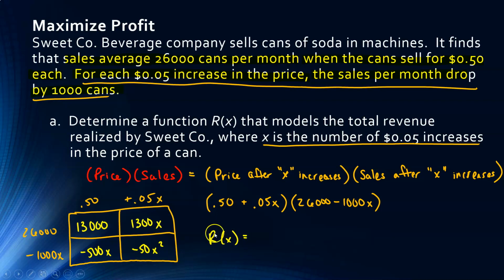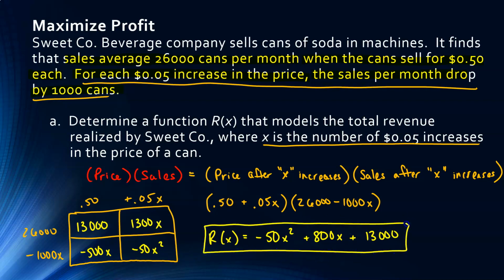I'm going to refer to this as my revenue function. So we're going to say R of x equals, I'll put this in standard form, negative 50x squared. And then 1,300 minus 500x, so those are like terms, those combine to be 800, so it'll be plus 800x, and then we'd have plus 13,000. So that's the first part of this problem. So that is what we would call our revenue function.